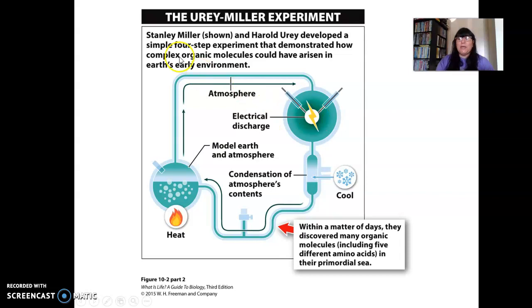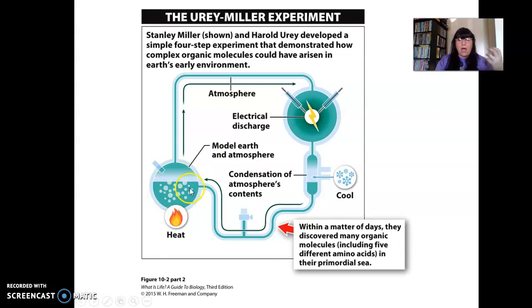So what did he do? Stanley Miller, shown, right, that was the guy over there, and Harold Urey developed a simple 4-step experiment that demonstrated how complex organic molecules could have arisen in Earth's early environment. Okay, so this would be like the early environment, right? There was heat because there were volcanic eruptions. There was water.